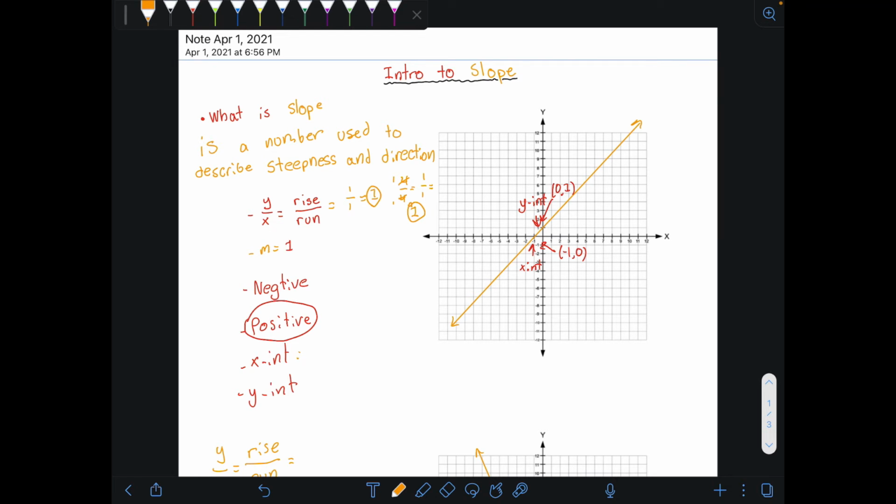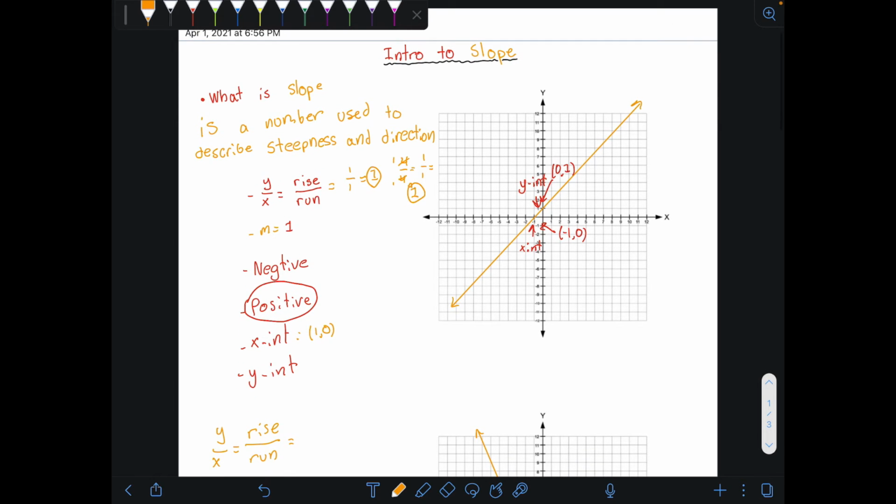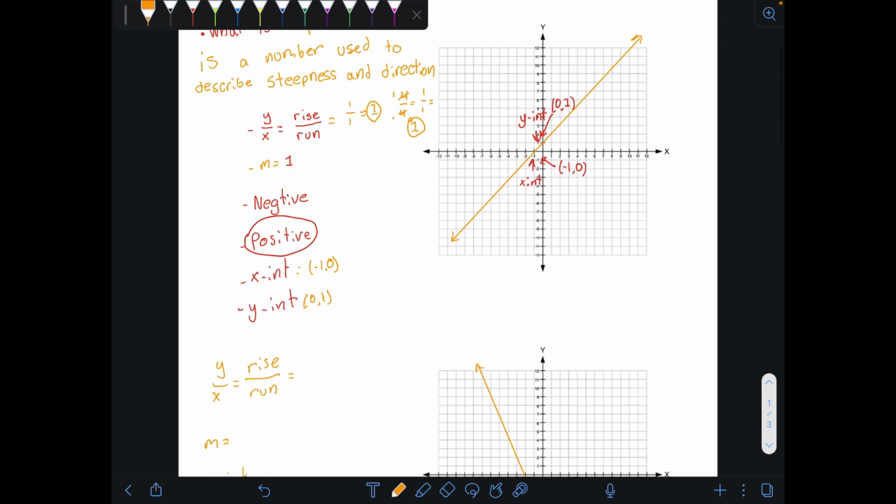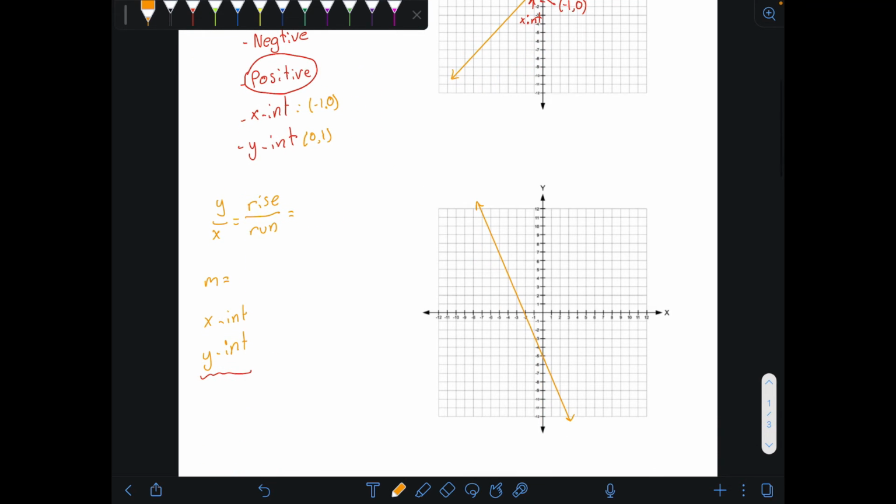Especially our y-intercept will be very important for learning even more in depth about slope, as we will be in our next few videos. Sorry, I switched them here. Okay, so that's rise over run. Let's just do one more example right here using rise over run, y over x.